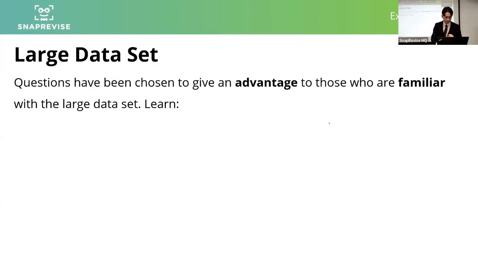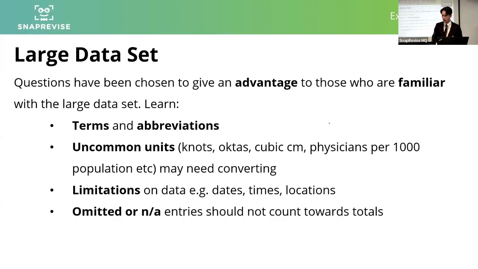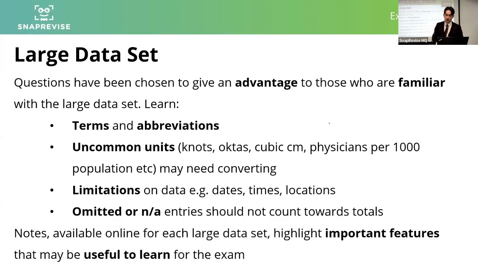Let's keep going. So the large data set, as I said, the main things you want to know or be familiar with are the headings, the units, especially the weird units, the uncommon ones, limitations, anything that's missing, and any context that might be really important to refer to. As I said, you don't need to learn values off by heart. So for most of the large data sets, if you go on your exam board website, there'll be some information about it as well. So maybe focus more on that.